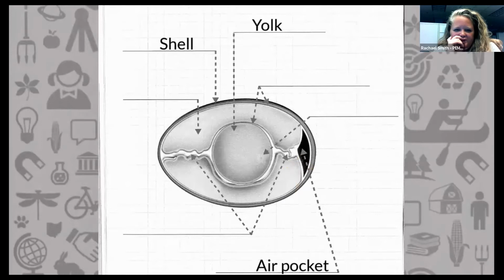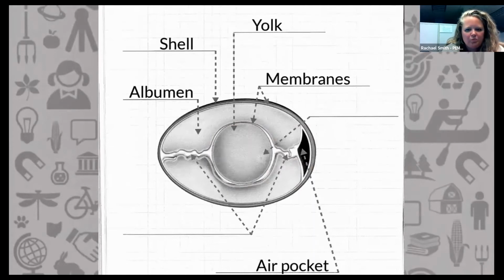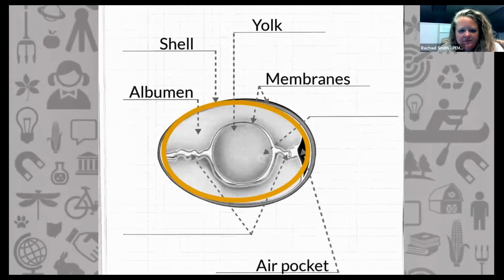The yolk, when you crack an egg open, it's the yellow part. So it's this middle circle. The albumin, which is the same thing as the whites of the egg, which makes up most of the inside of the egg, all the way around the yolk. The membranes are really hard to see, but they surround the albumin, so right underneath the shell, and there's also a membrane right around the yolk.